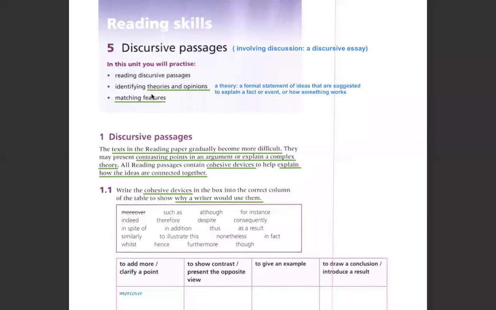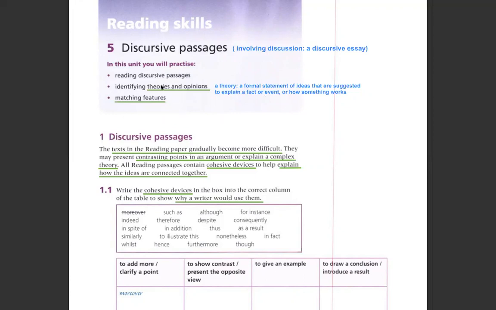So in a discursive essay, we often need to identify theories and opinions. So if you don't know what a theory is, you can quickly write this down. It's a formal statement of ideas that are suggested to explain something, like a fact, an event, or how something works. Okay. So a theory is not necessarily facts, okay? A theory is something that scientists put forward in order to try explain something. Then usually they do some sort of experiment or research to find out if their theory is correct. Or at the end of research, they might put a theory forward, and this would be the result or the conclusion of the research that they've just done. Okay. So it's an explanation of something.